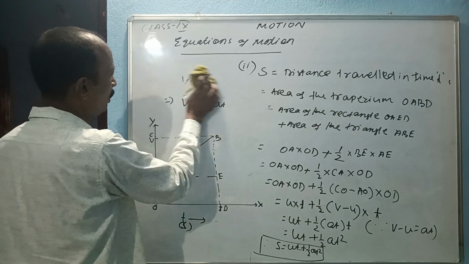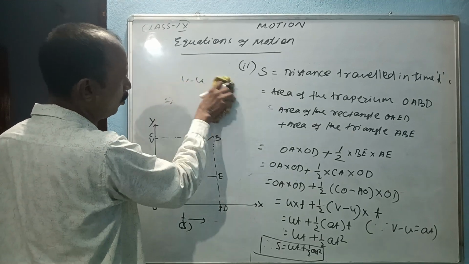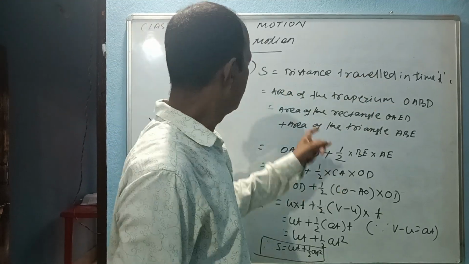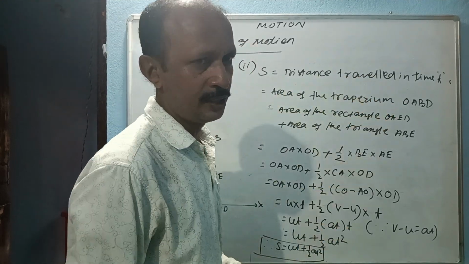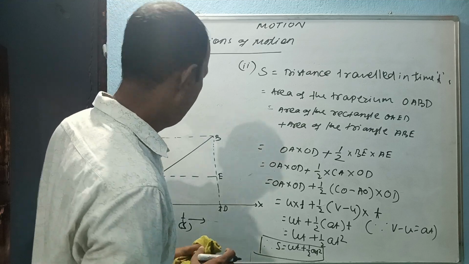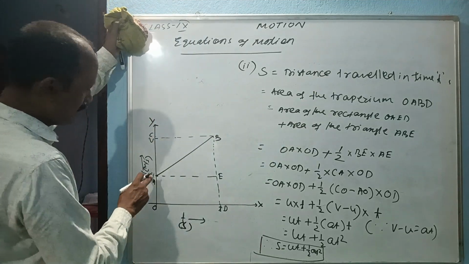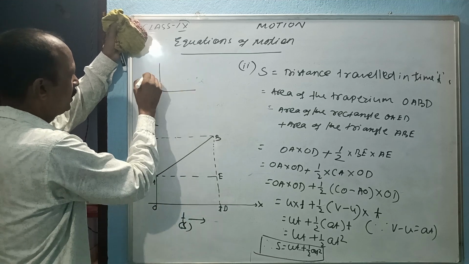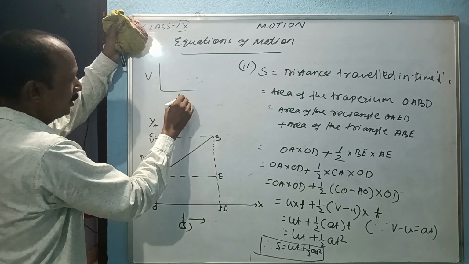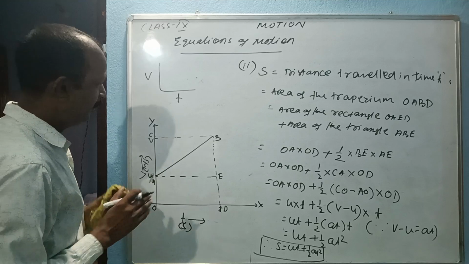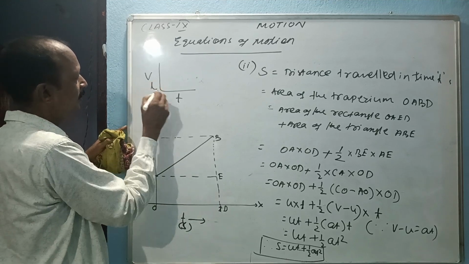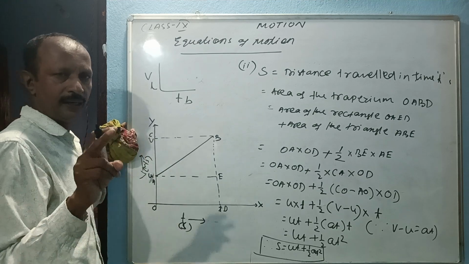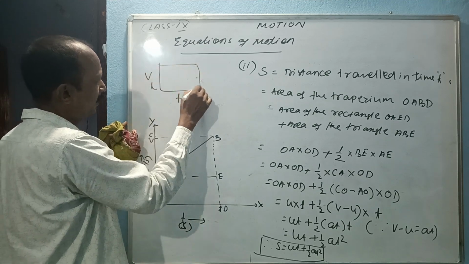Okay, so one thing I can make clear is why I have taken the distance traveled equal to the area of the trapezium. Let us see here. This is actually a velocity-time graph. See here, velocity is taken here, time is taken here. You think that this is the length, this is the breadth. Clear? So to find the area, we take length into breadth.